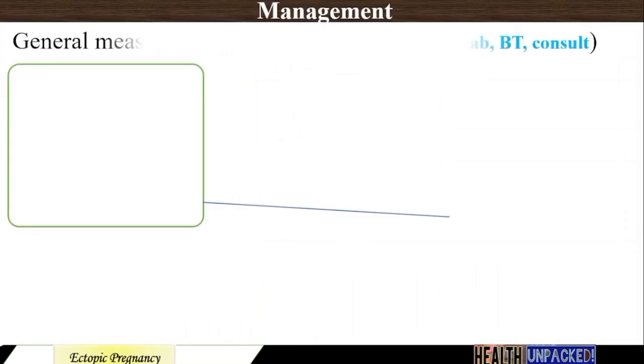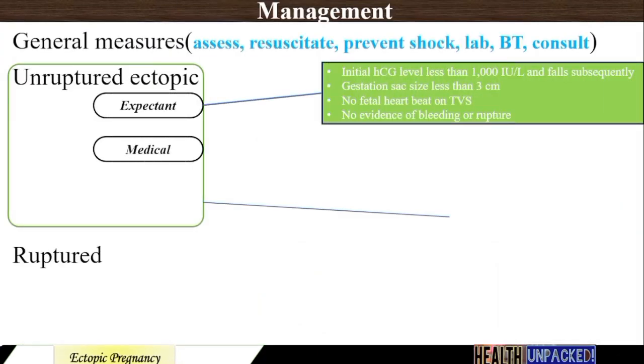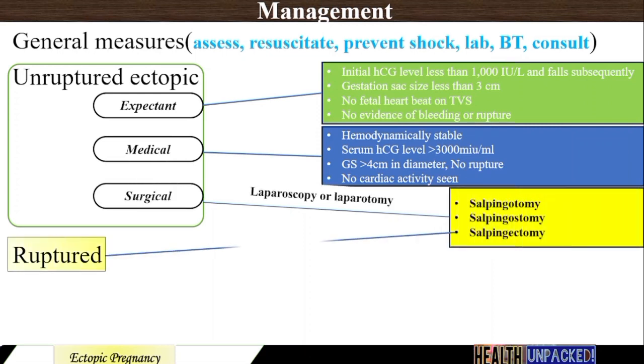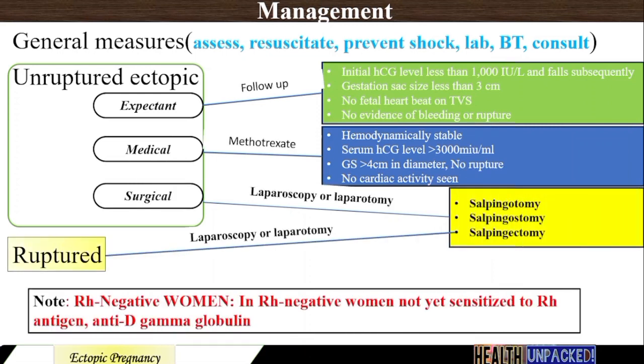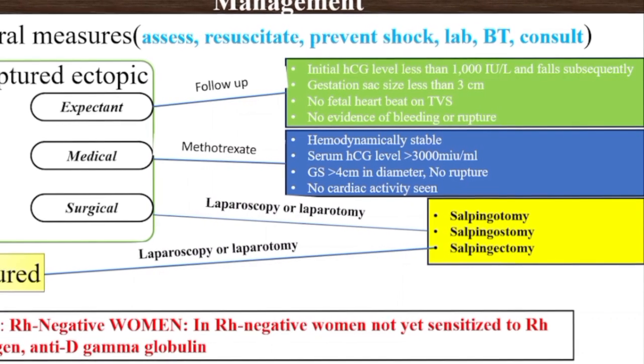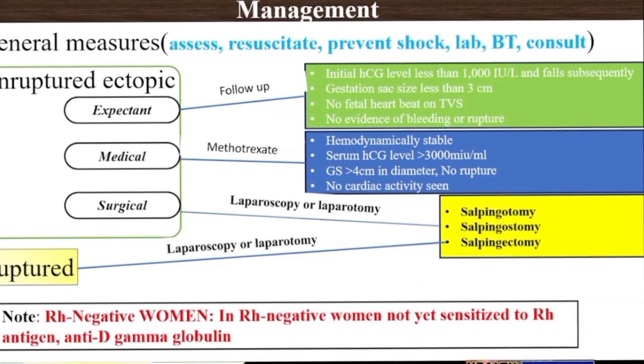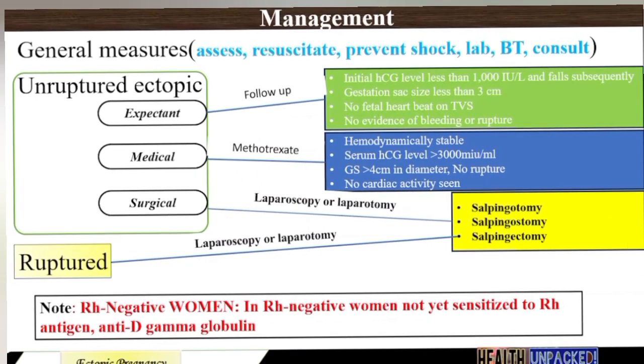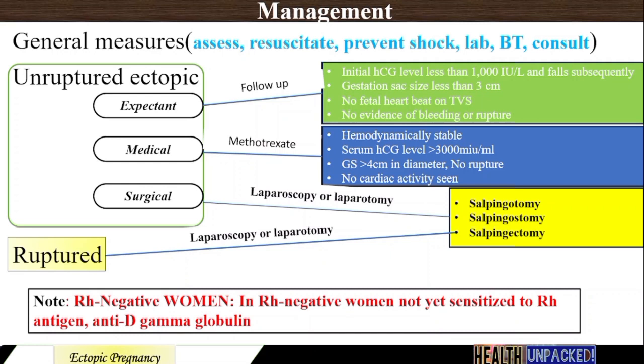So read it. Okay, when it comes to the management part, the management could be expectant, medical, or surgical. When you say expectant, we're just following the condition of the woman. In order to use expectant management, we have to have some criteria. The initial beta HCG level should be less than 1,000, and it should fall subsequently. The gestational sac should be less than 3 centimeters on transvaginal ultrasound. No fetal heartbeat is seen on TVS, and also no evidence of bleeding or rupture. During this time, we can just follow the pregnancy.